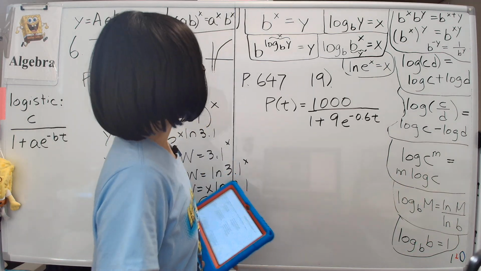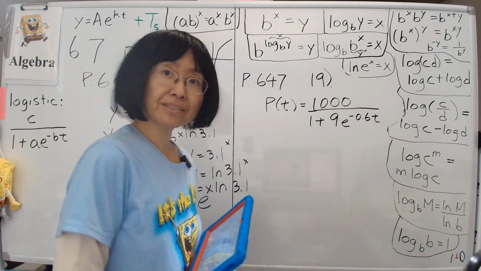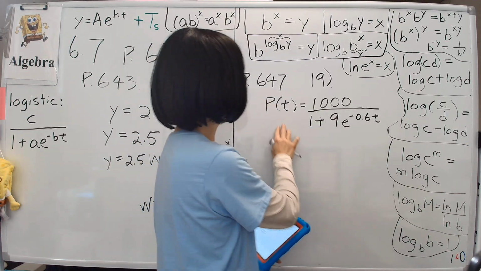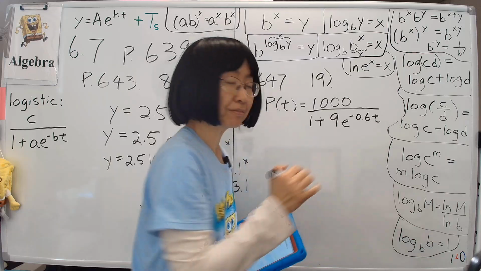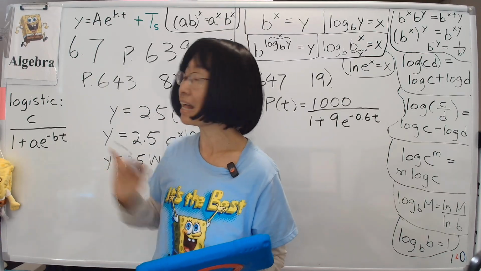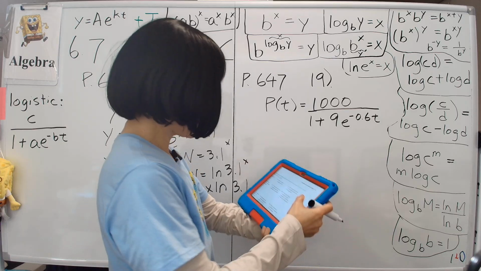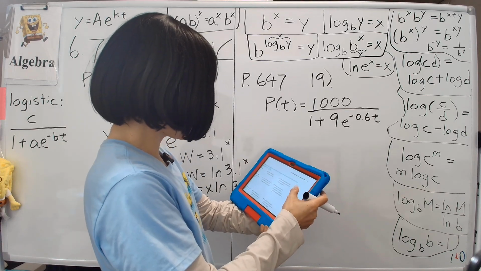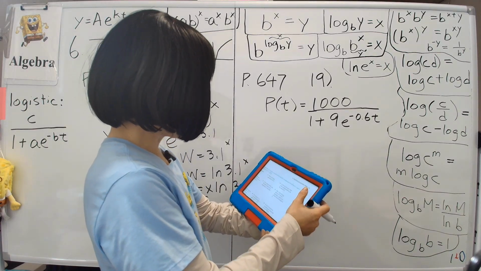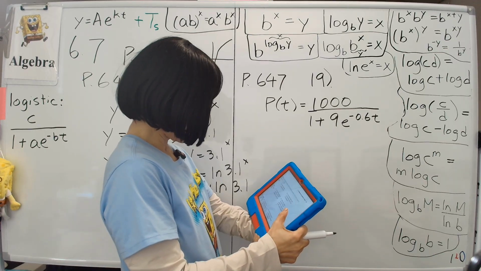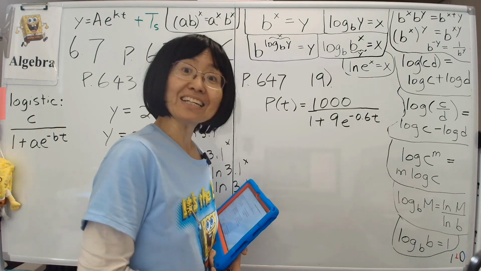Okay, next let's look at problem 19 on page 647, where some fish population is represented by this particular formula, which is the logistic formula right here. Let's figure out what they want. Problem 19 says, what is the doubling time? I assume that means when the fish population doubles. Anyway, let's try it and see if I'm right.